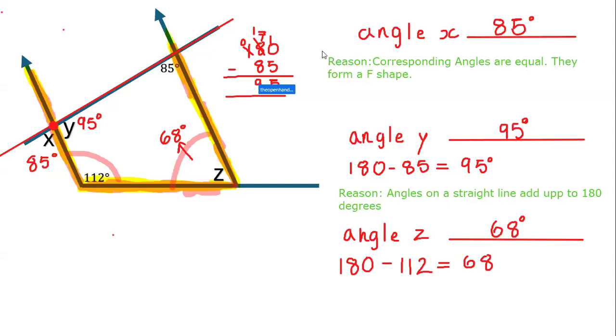Okay, I was wrong. It is 68. So what's the reason? The reason is that co-interior angles add up to 180 degrees. They form a C shape.